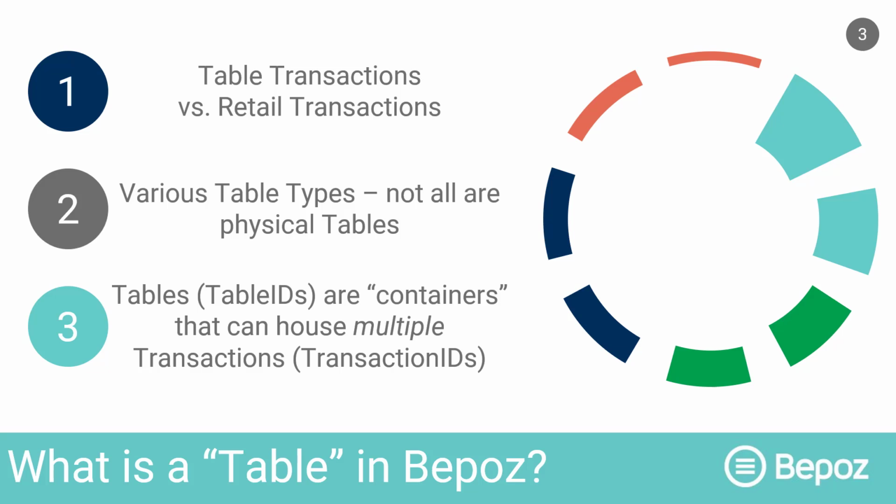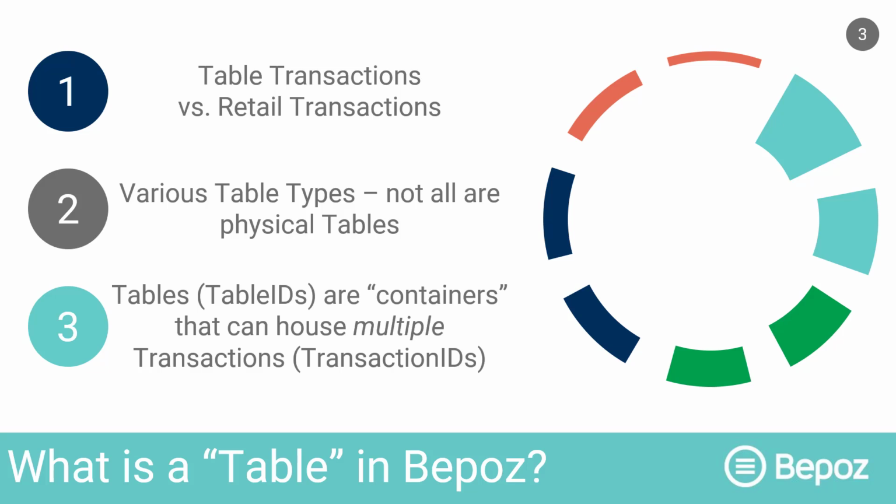And speaking of types of tables, the next thing that should be made clear is that even though they're all collectively called tables, not all tables are in fact physical tables, and that's what I meant when I said I was using the term loosely. We'll talk more about that on the next slide though when we discuss the different table types, but just know for now that some of them are tangible and some of them are not. The intangibility aspect can be difficult to wrap your head around for the first time, but another way to think of tables in BPOS is that they are containers that allow us to group multiple transactions together into what can be described as a parent-child relationship.